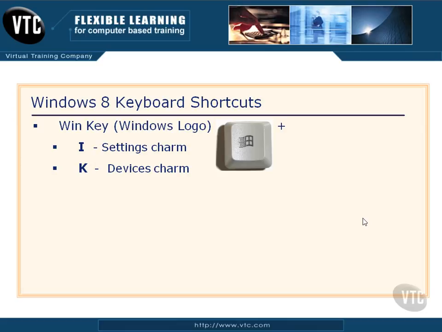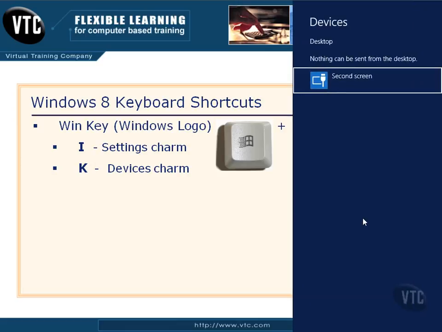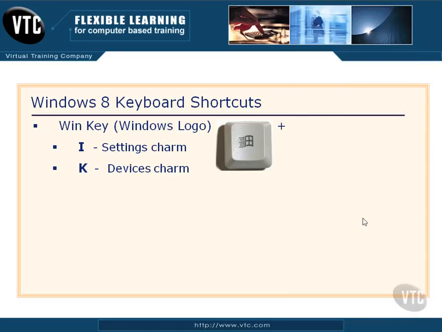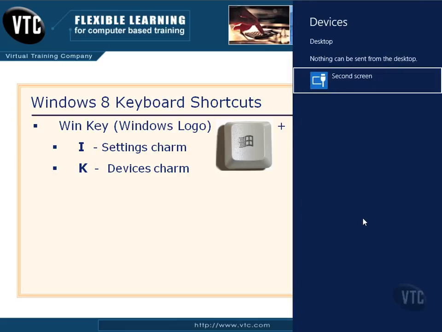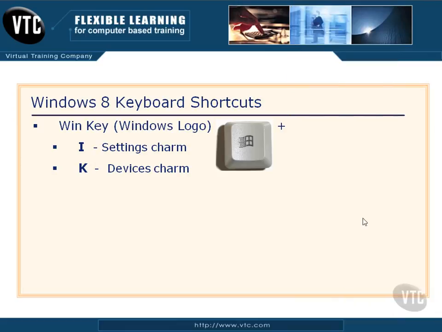Windows K will show me the devices charms. The only devices I have here, it's looking for second screen. I don't have that. Escape takes me out. But if I install a printer, it will show up there in the devices charm. But as you can see, I don't have one installed yet.